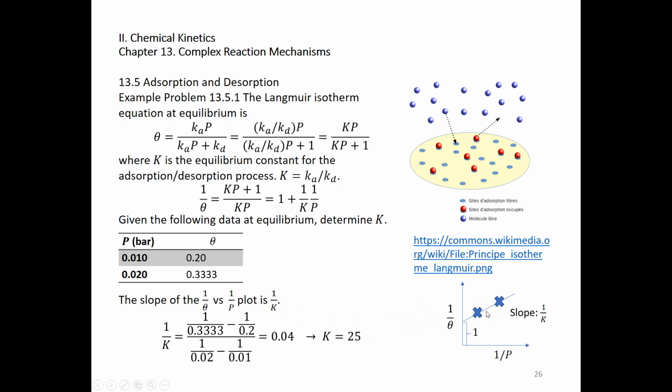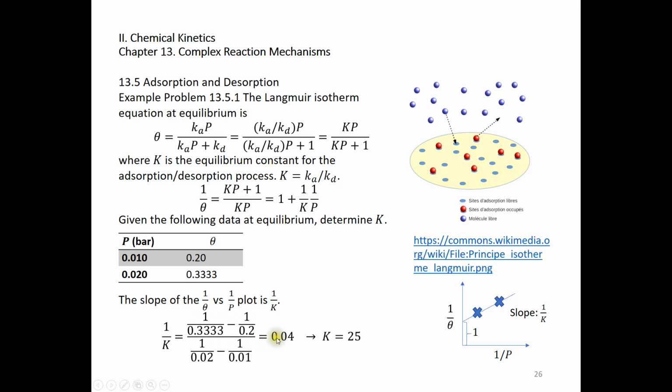We can also do hand calculation. The slope is simply delta y over delta x. So on top we have delta y, the difference between these 1 over theta values. On the bottom we have the change, or the difference, in 1 over P. So on top we have 1 over theta minus 1 over theta. On the bottom we have 1 over P minus 1 over P. This is the change of 1 over P, and on top the change of 1 over theta.